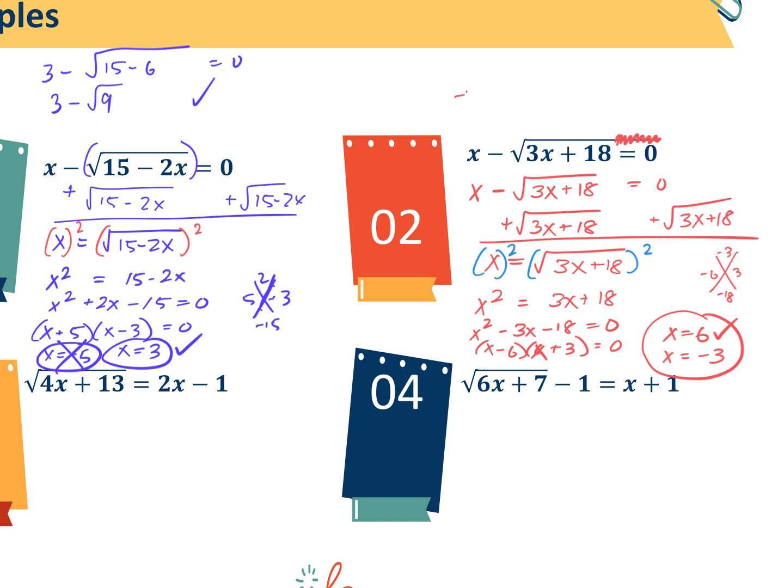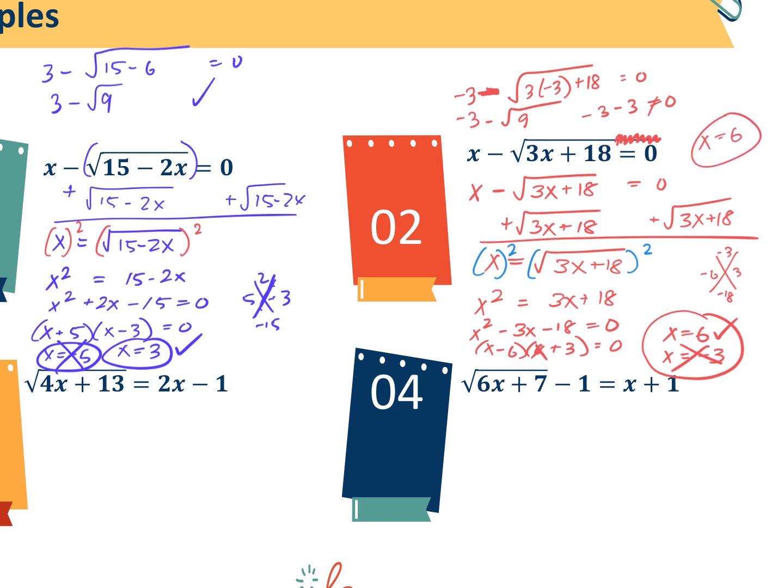So again, we've got negative 3. Negative 3 minus the square root of 3 times negative 3 plus 18 equals 0. So negative 3 minus, this is minus 9 plus 18 is 9. And so we get negative 3 minus 3, which is not 0, and we realize that is not true. So this is extraneous. So again, one solution, x equals 6.